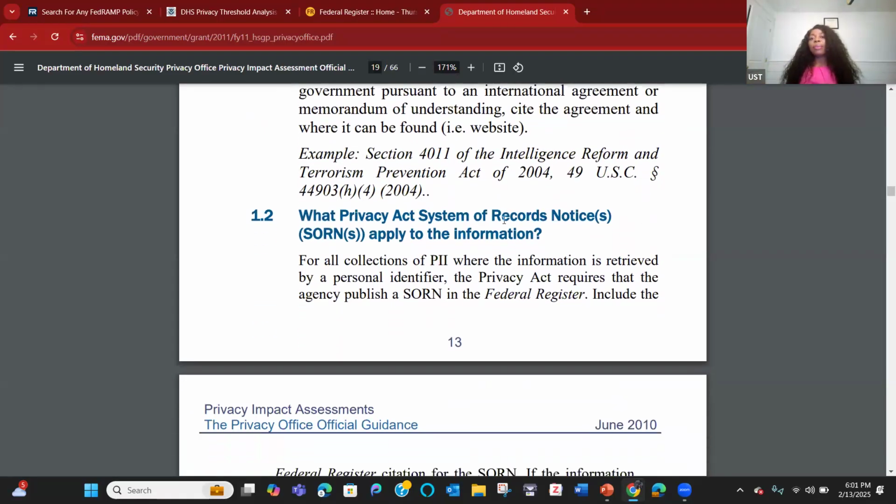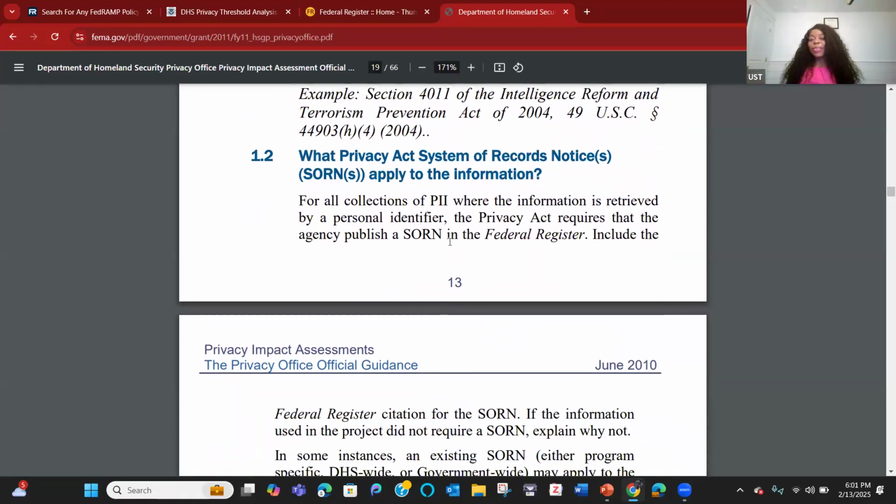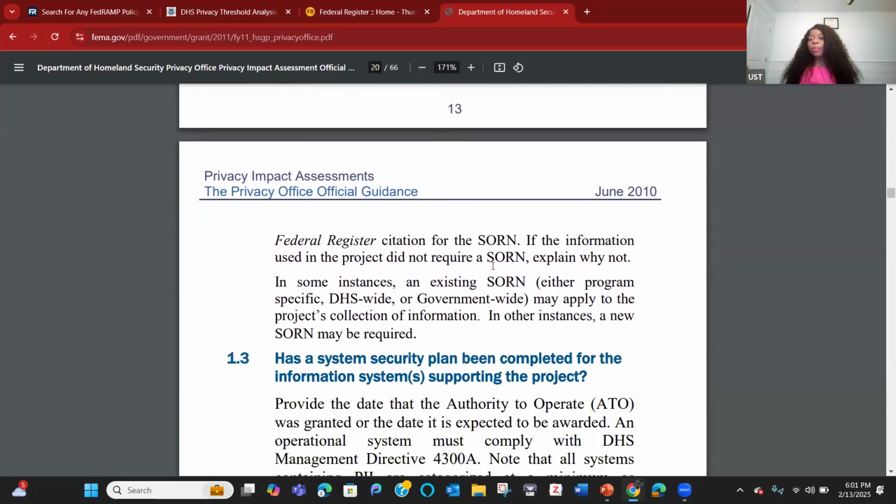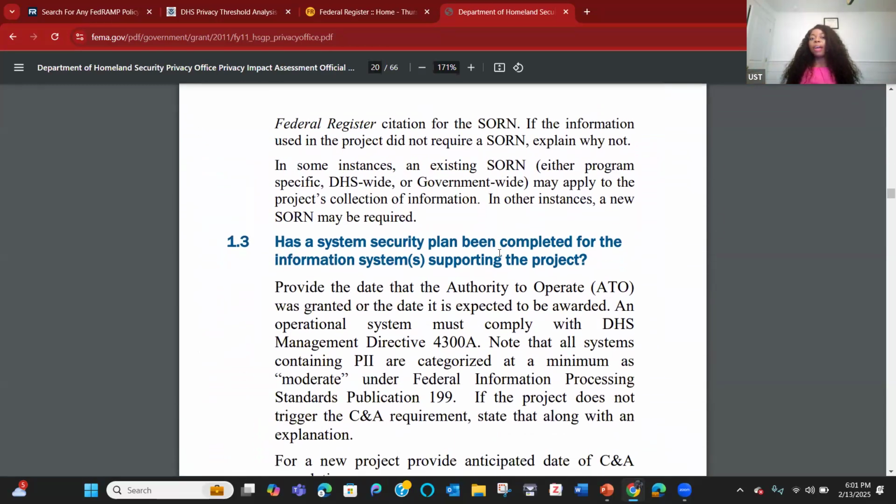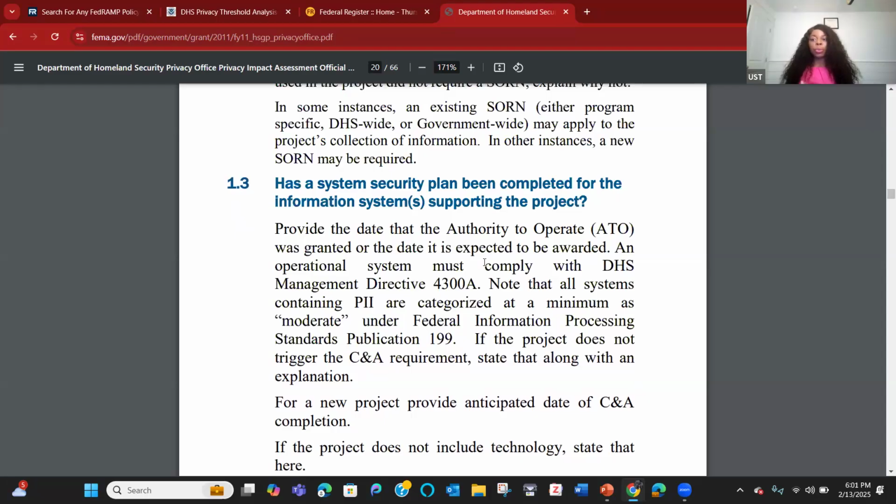What Privacy Act system of record notice applies to the system? Do you see? What Privacy Act system of record notice? And of course, if you have that, you should be able to have the system of record notice number. Once you take it, you can always go to the Federal Register to check and know everything about the system.